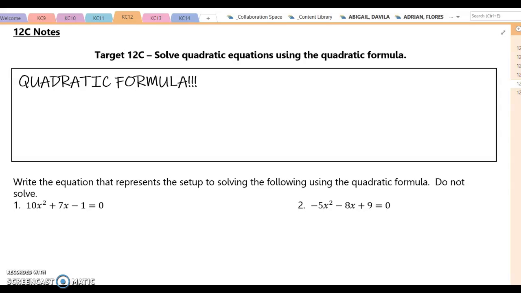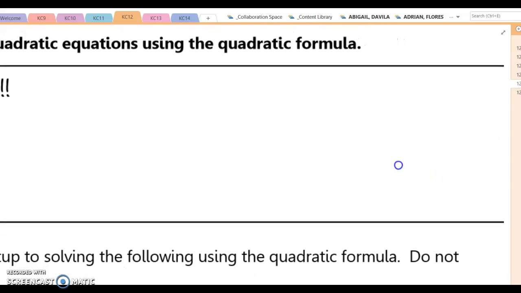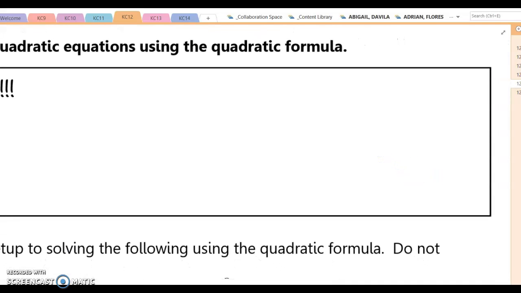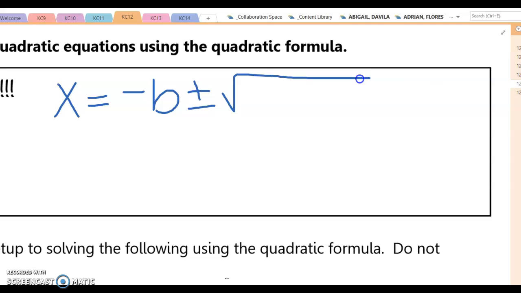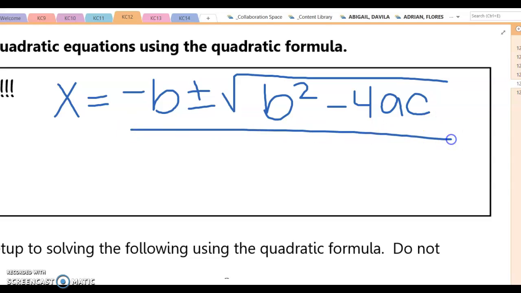So the quadratic formula, let me write it out for you. So it is x equals negative b plus or minus, you know what, I might need some more room here. I'm going to write it up over here just so I can zoom in. So it is x equals negative b plus or minus the square root of b squared minus 4ac all over 2a.